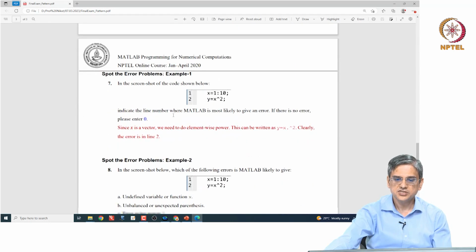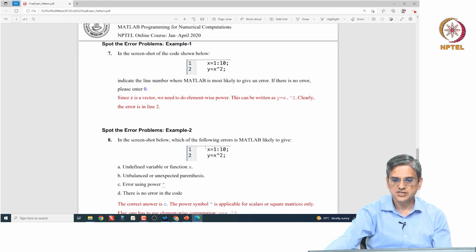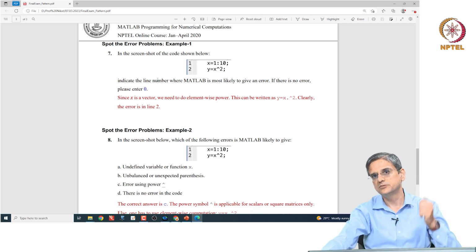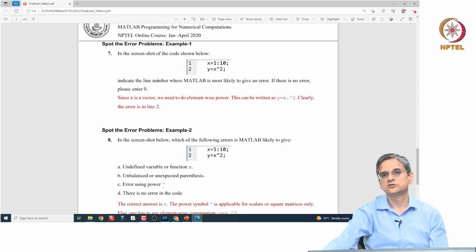And the last type of questions are going to be spot the errors. The same example I have given over here and here. The error is in the second line, and the error is because this should be element by element powering. Because of that, the error is in line number 2. So, the answer for this question is 2. The error is an error in using the power and therefore, the answer to this 8th question is C. So, for spot the error type of questions, you will either be asked to mark the line number where the error is, or you will be asked to mark what type of error you expect MATLAB to throw.